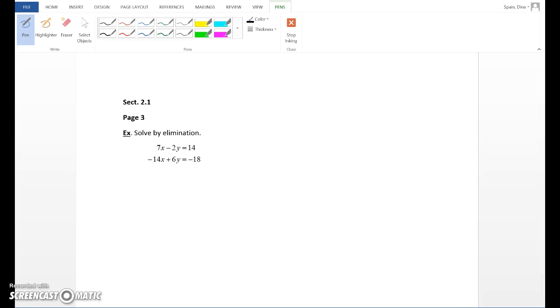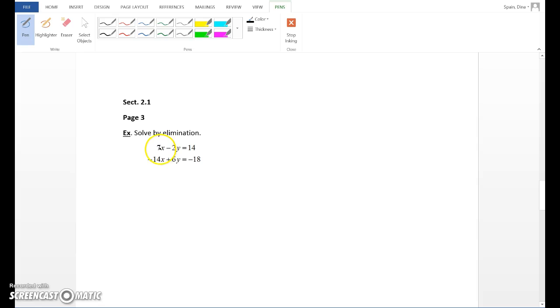Alright, solve by elimination. So the elimination method says what I'm going to do is eliminate one of these variables. It doesn't matter which one, but we're going to pick one of them that we're going to eliminate. It doesn't matter if you want to eliminate the x's or the y's. Let's say I want to eliminate these x's here.